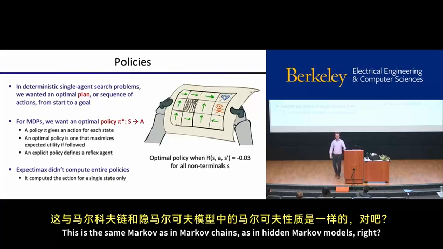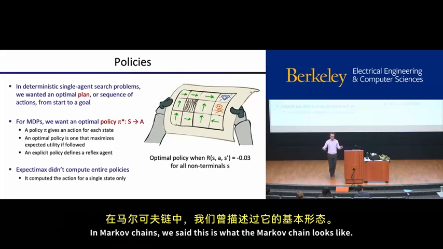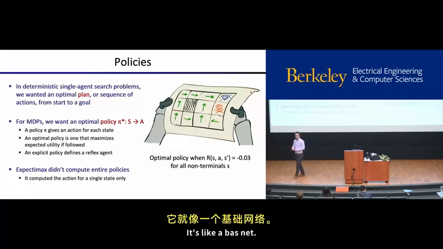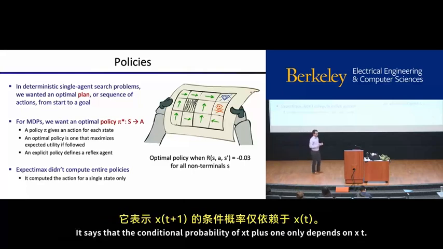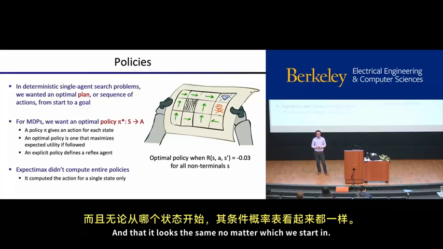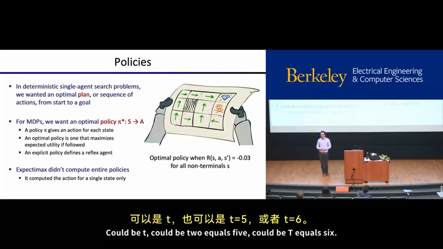Expectimax didn't consider entire policies. With Expectimax, this whole tree starts and we look at all the different branches of it. Maybe we have a limited search depth, maybe we don't, maybe we have all the Expectimax tweaks, but at the end of the day, what we want out of Expectimax search is the first action we should take. Here we're asking, what are all the actions for all the states that I might find myself in?